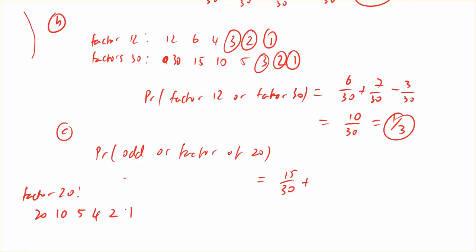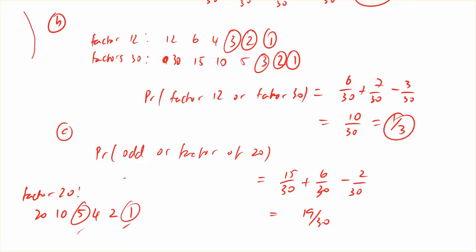So the only things that I need to subtract are 5 and 1. The reason why is these are factors of 20 and odd at the same time. So the probability of factor of 20 is 6 out of 30. And I need to subtract 2 because I have an overlap of 2. So 15 plus 6 is 21, minus 2 is 19 out of 30.